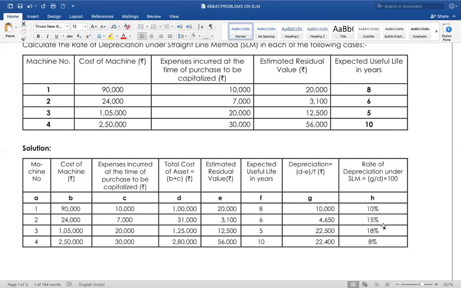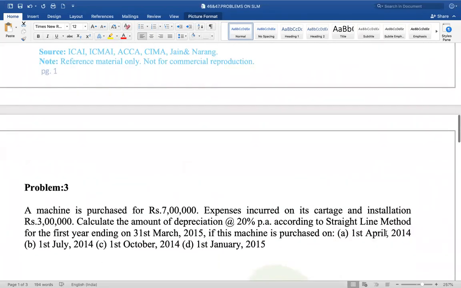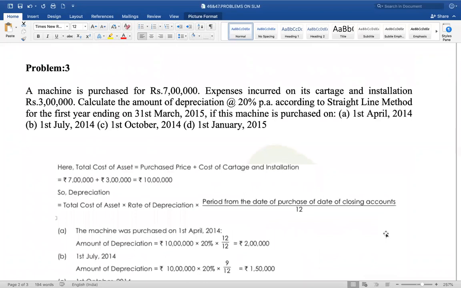And the last one, the fourth machine, is costing 2,80,000. The depreciation on that is 22,400. 22,400 by the total cost of the machine, 2,80,000, into 100 gives you 8%. This is the rate of depreciation. So 10%, 15%, 18%, 8%. These are the depreciation values and these are the depreciation rates. So this is how you will calculate.